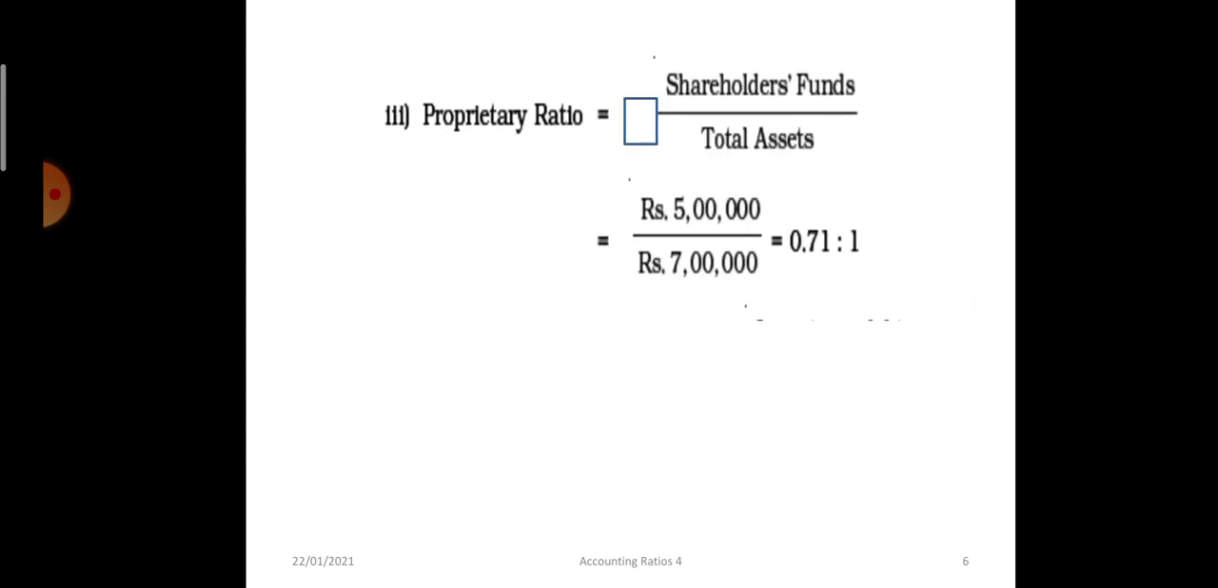Then proprietary ratio, formula is shareholders fund upon total assets. We had calculated shareholders fund 5 lakh rupees and total assets 7 lakh rupees. So the proprietary ratio in this case is 0.71:1.